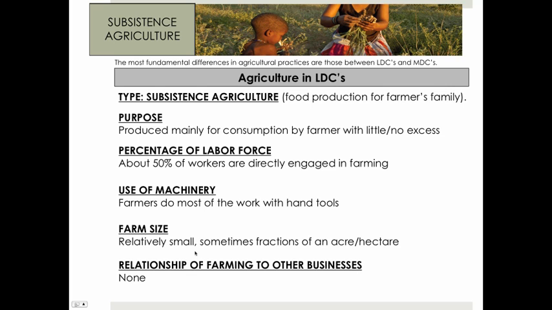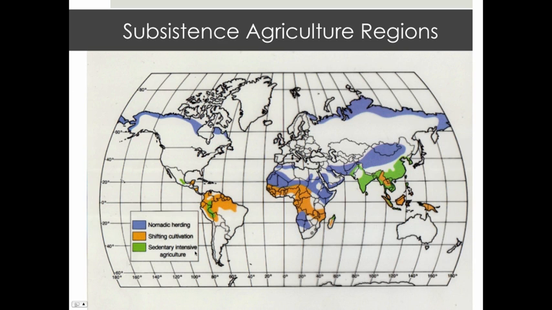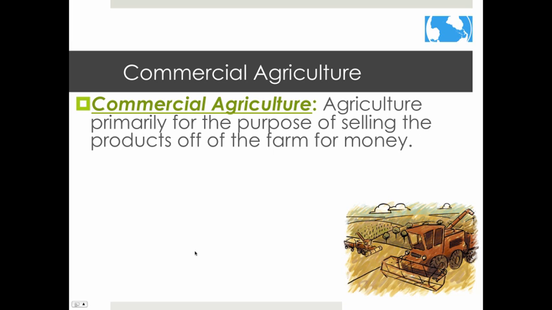Here are some other facts about subsistence agriculture. Hit pause and take a look. Subsistence agriculture happens in different regions. We're going to also see commercial agriculture is associated with different places as well.